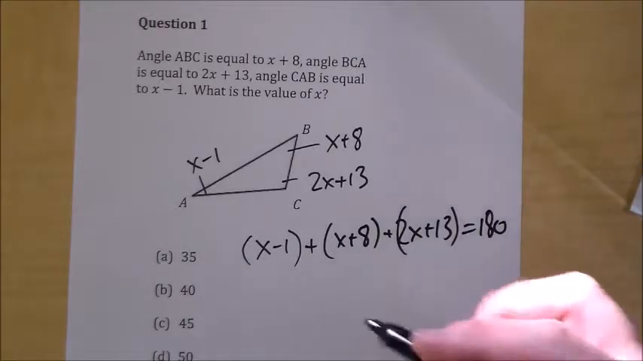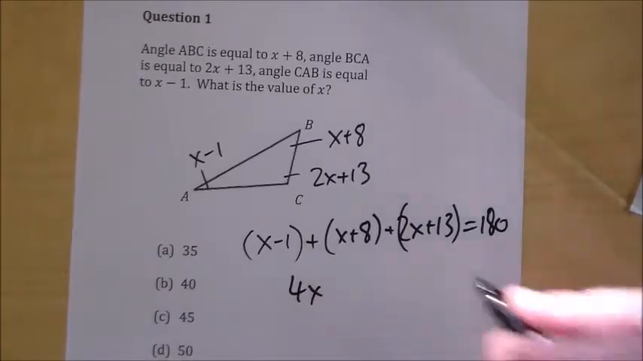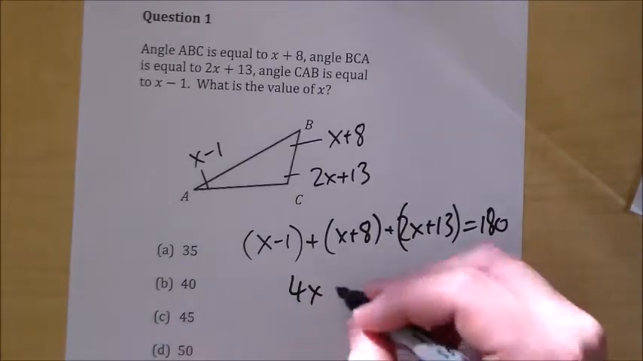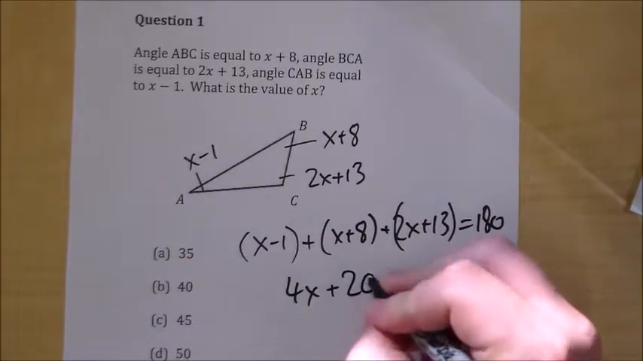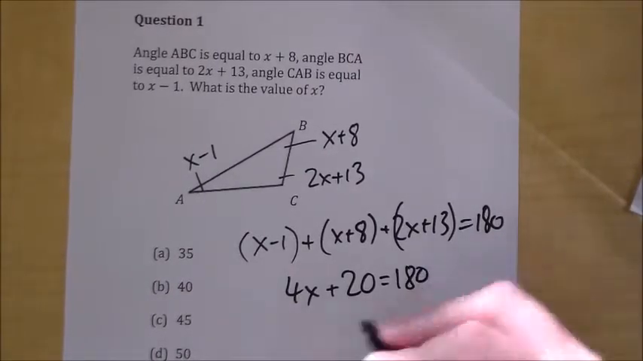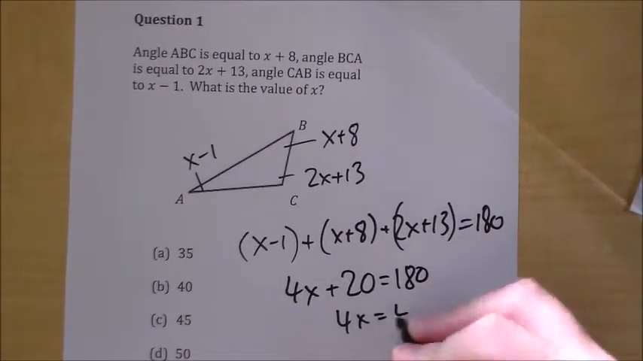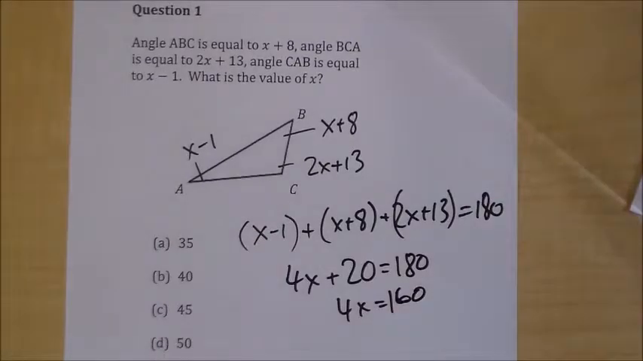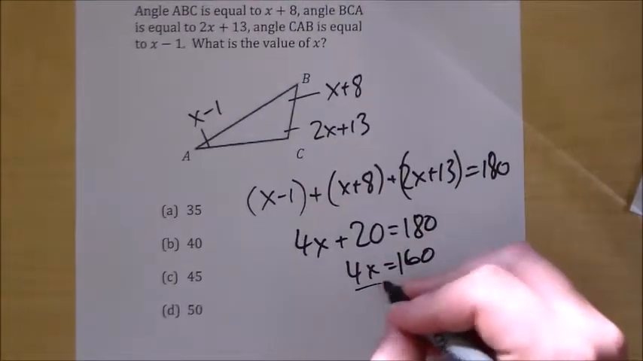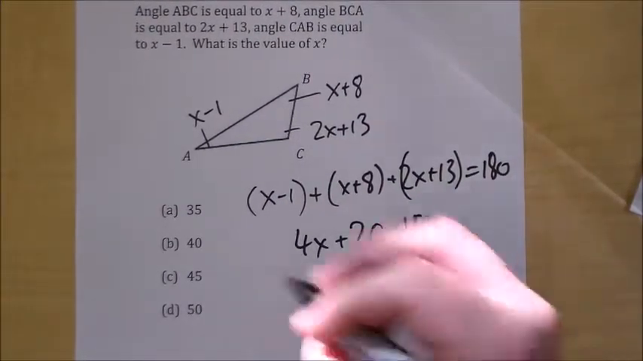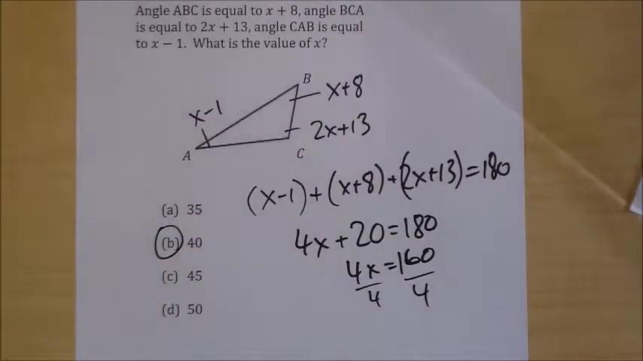x plus 2x is 4x, minus 1 plus 8 is 7, plus 13 is plus 20. That equals 180. Minus 20 from either side, you get 4x equals 160. Divide by 4, and you have x equals 40. We're good to go.